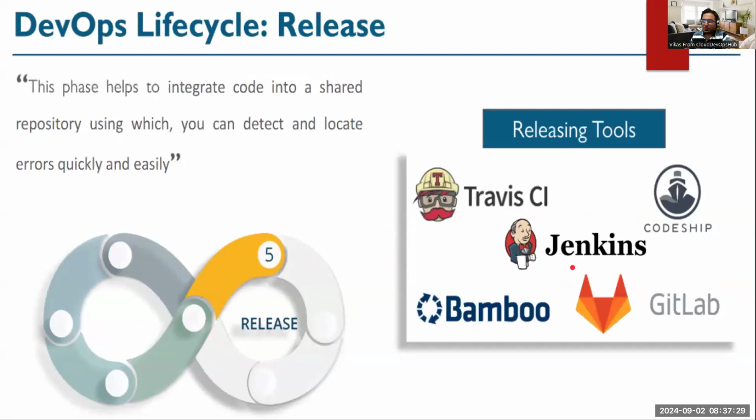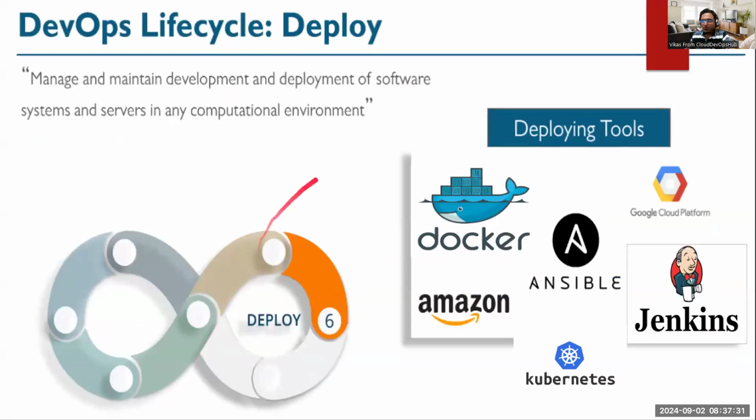For the deployment purpose, with the help of Jenkins and Docker containerization technology, we can deploy into the Kubernetes environment, we can deploy into AWS, or we can deploy into Google Cloud as well. Make sense? Right?